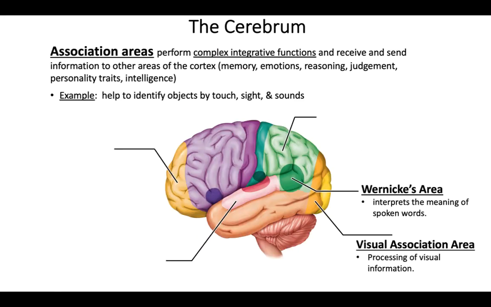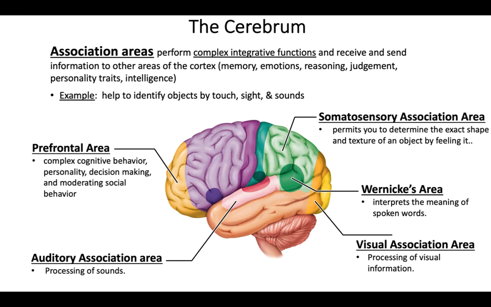All right, then that leads us to association areas. So association areas perform more of the complex integrative functions. So what that means is they're going to be analyzing the senses. All right, they're going to be using memory. They're going to be using emotions and reasoning and judgment. They're going to use personality and intelligence to help basically interpret your senses.